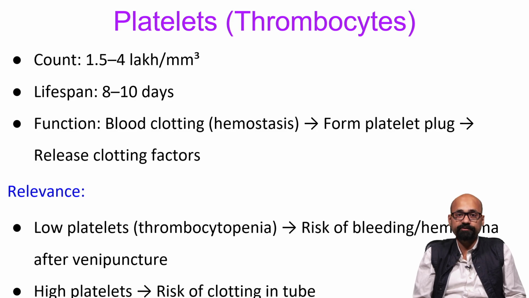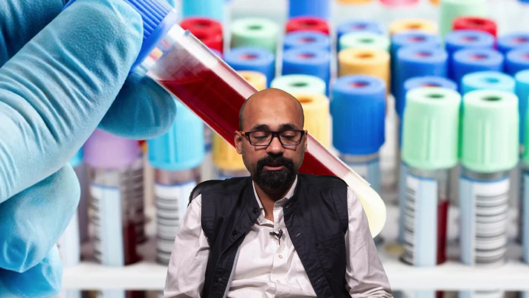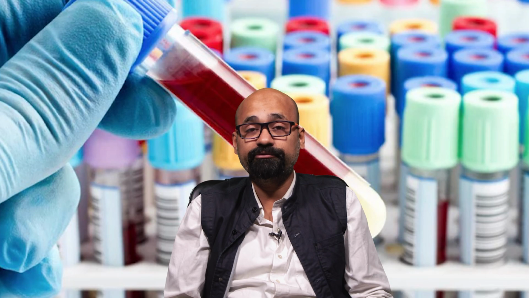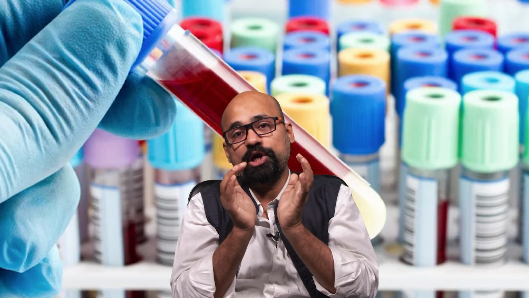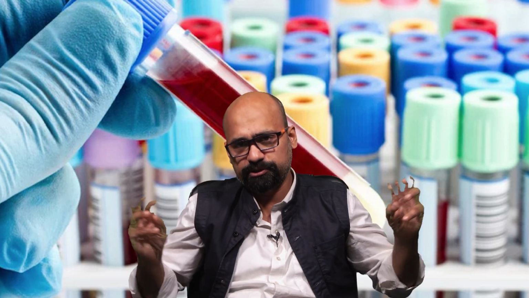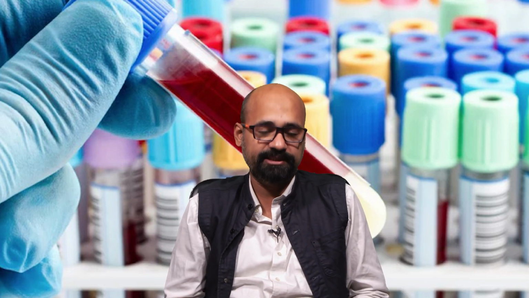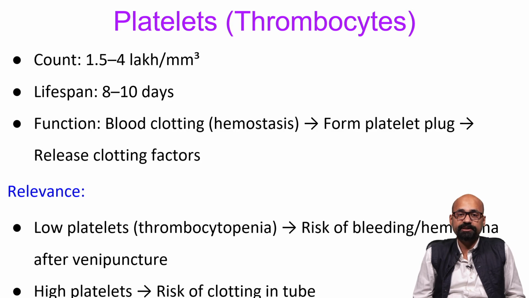Platelet count is usually 1.5 to 4 lakh per mm cube. The lifespan of platelet is just 8 to 10 days. The platelets, the thrombocytes, are formed by the breakage of a very large cell which is called megakaryocyte, that breaks into smaller components of platelets. The function of platelet is majorly blood clotting, the hemostasis. They form the platelet plug, and they also release various kinds of clotting factors and help in enhancing the process of plug formation.